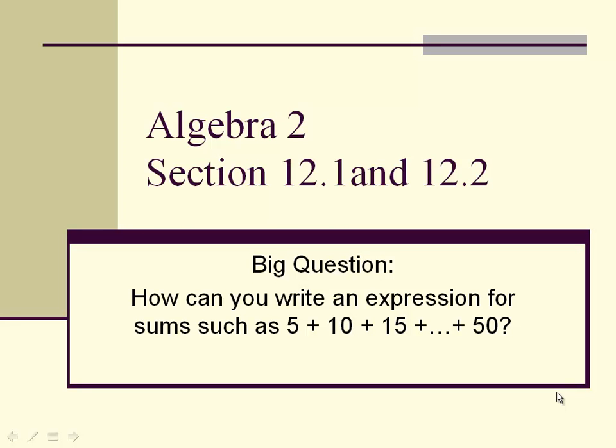Hi, this is lessons 12.1 and 12.2 for Algebra 2. We'll be doing these two together. They're sequences and series and arithmetic sequences and series. So our big question here: how can you write an expression for sums such as 5 plus 10 plus 15 all the way up to plus 50? How can you write an expression for that sum?